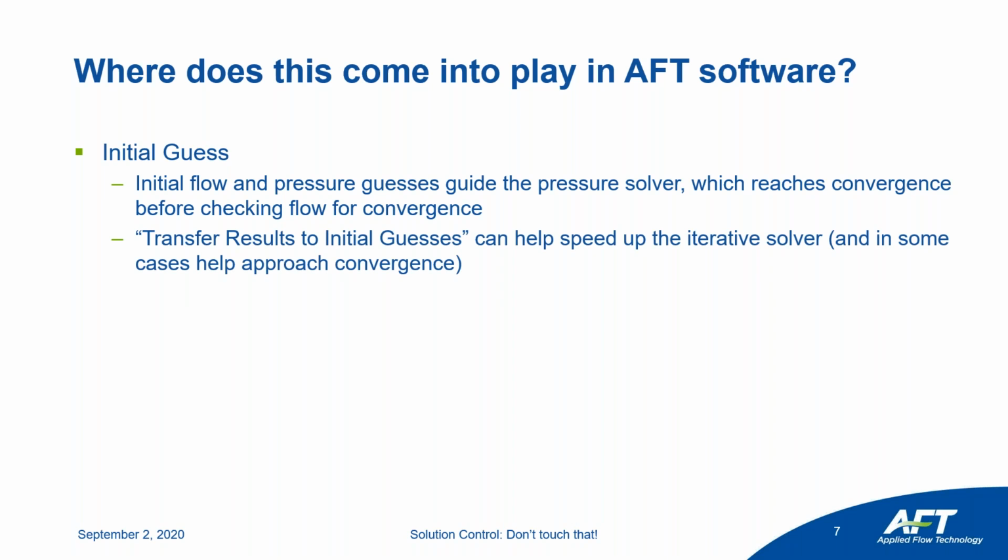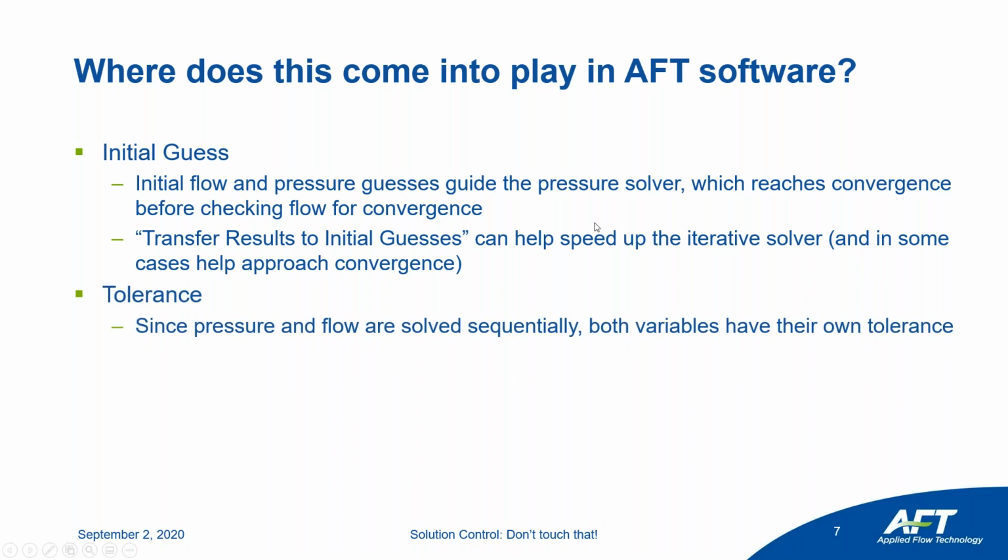Transfer results to initial guesses is something that we'll do in an example here in a few minutes. That can help speed up the iterative solver just by providing initial guesses much closer to the final answer. In some cases, this can help approach convergence if it's creating jumps over, but generally I think of it as just speeding up the iterative solver, or if you're making a tweak to a model, you can use initial guesses from the previous model as a good starting point.